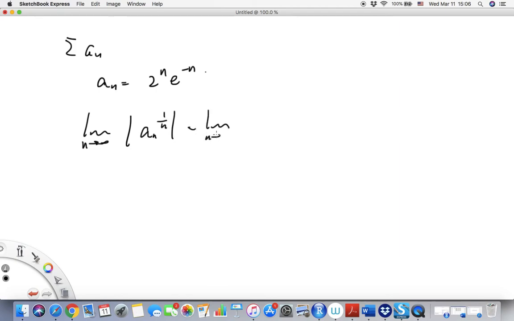A few more examples should be less tricky. This time a_n is equal to 2 to the n times e to the minus n. We can use the root test: limit as n goes to infinity of the absolute value of a_n to the 1 over n. What's the nth root of this? It's going to be 2 over e, which is less than 1, so it converges.